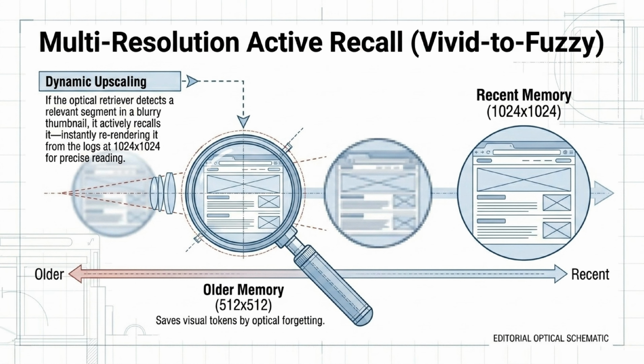To handle really long histories efficiently, we use multi-resolution active recall, moving from vivid to fuzzy. Older memories are saved at a lower 512 by 512 resolution to save visual tokens. But here's the cool part: if the retriever spots a relevant segment in that blurry thumbnail, it triggers dynamic upscaling. It instantly re-renders it at 1024 by 1024 so the agent can read it precisely.